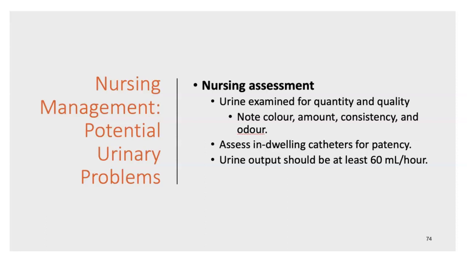So your nursing assessment. The urine of the postoperative patient should be examined for both quantity and quality, also the color, amount, consistency, and odor. Assess indwelling catheters for patency, and most patients urinate within 6 to 8 hours after surgery. If no voiding occurs, the abdominal contour should be inspected and the bladder palpated and percussed for distension. What we typically do in the cardiac surgery unit is check with a bladder scanner. Urine output should at least be 60 mLs per hour. If it gets down to 30, that's a significant concern.